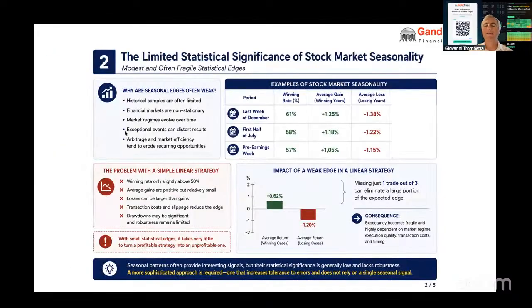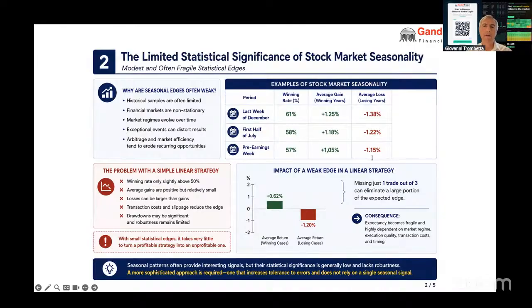So, most seasonal patterns exist, but their statistical strength is often weaker than many investors expect. The question is why. When people hear that a pattern works 60% of the time, they often assume it is a strong edge. But in reality, most stock seasonality signals have only a modest statistical significance. The winning rate is usually between 55% and 65%, not over 90%. But you will see sometimes it's possible even to find something above 70%.